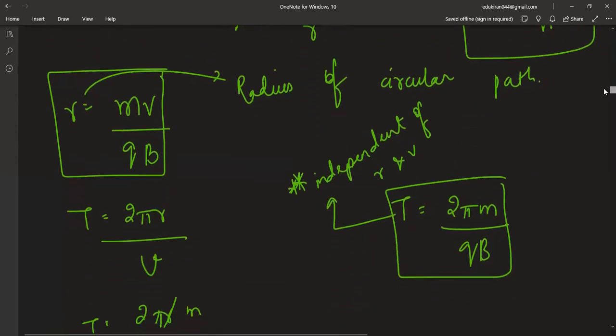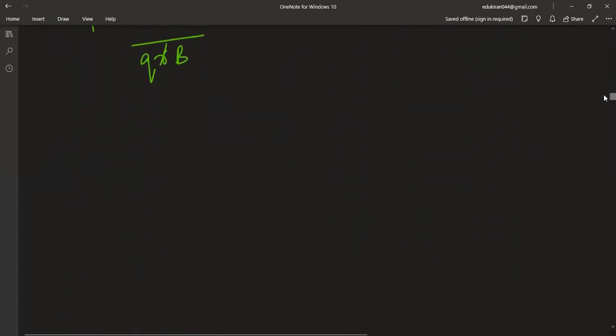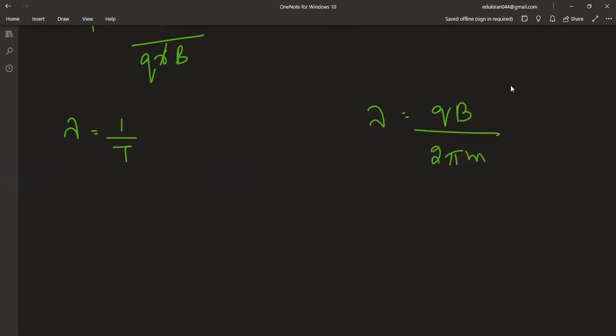Anyways, yesterday we had stopped at this point. See, this wasn't completed. So frequency is 1 over time period. Time period was 2 pi m by qB. So frequency will become just the reciprocal of it, qB by 2 pi m.